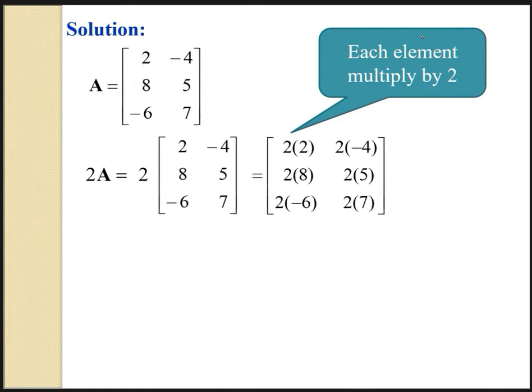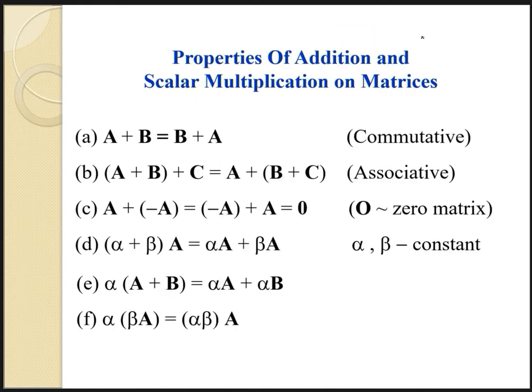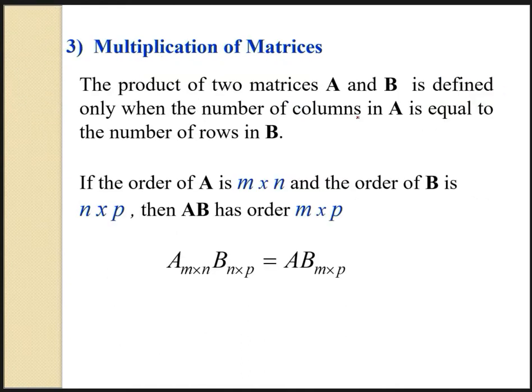Just multiply all of the elements with 2 and you get your final answer. These are the properties of addition and scalar multiplication on matrices. Please have a look. A and B here are matrices. Alpha and beta are constants or scalars. Multiplication of matrices is not the same as addition and subtraction of matrices.